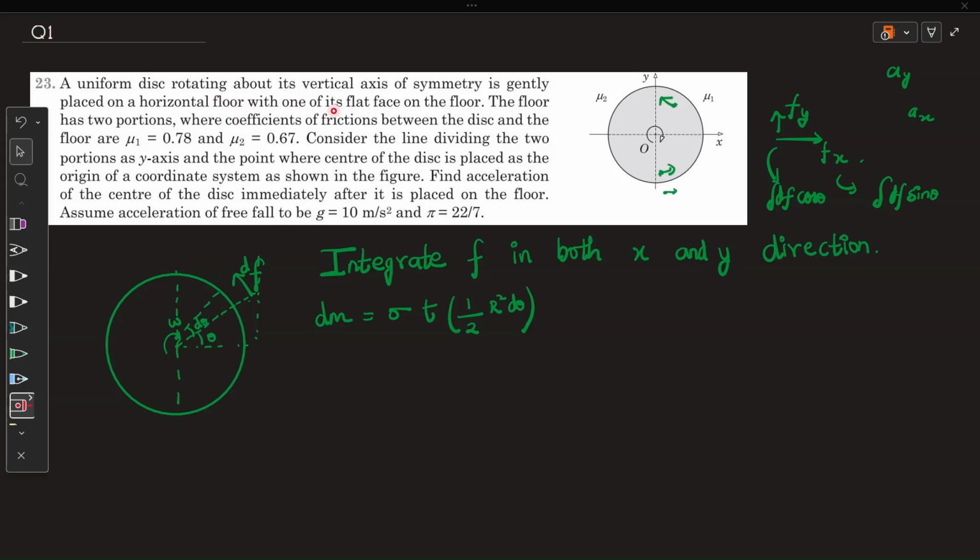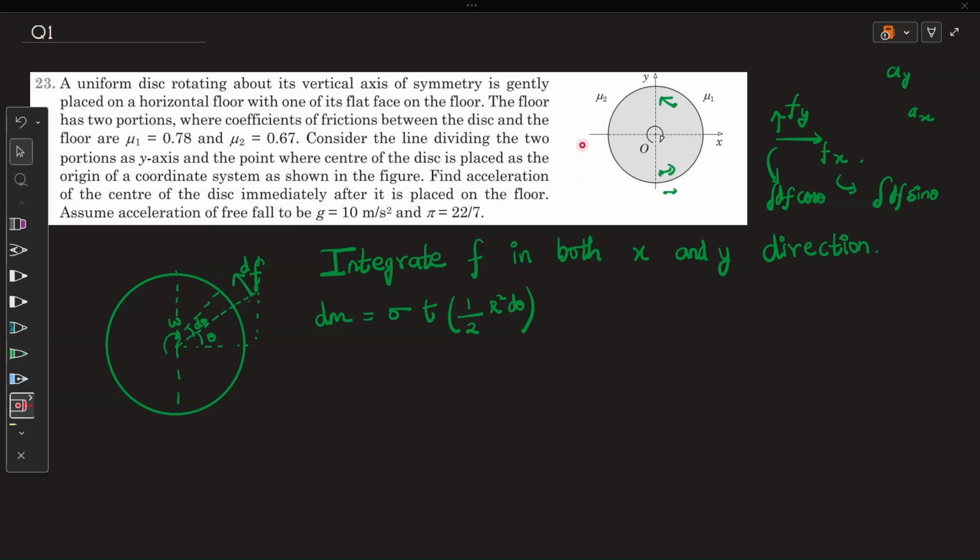A uniform disk rotating about its vertical axis of symmetry is gently placed on a horizontal floor with one of its flat faces on the floor. The floor has two portions where the coefficient of friction is different, which is mu1 and mu2. Consider the line dividing the two portions as the y-axis and the point where the center of the disk is placed as the origin of a coordinate system as shown in the figure. Find the acceleration of the center of the disk immediately after it is placed on the floor.